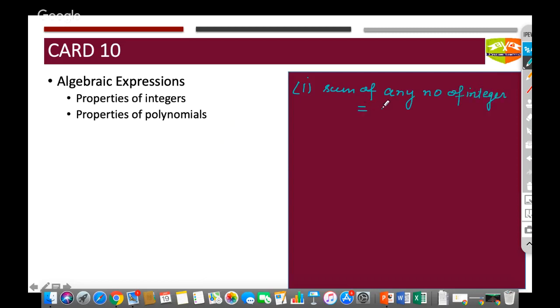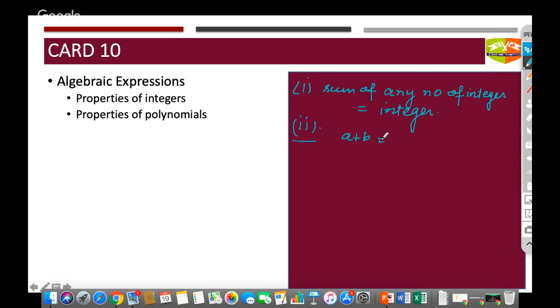It will always be an integer, equal to an integer. The second property is the associative law and commutative law. I have already discussed the associative law and commutative law.